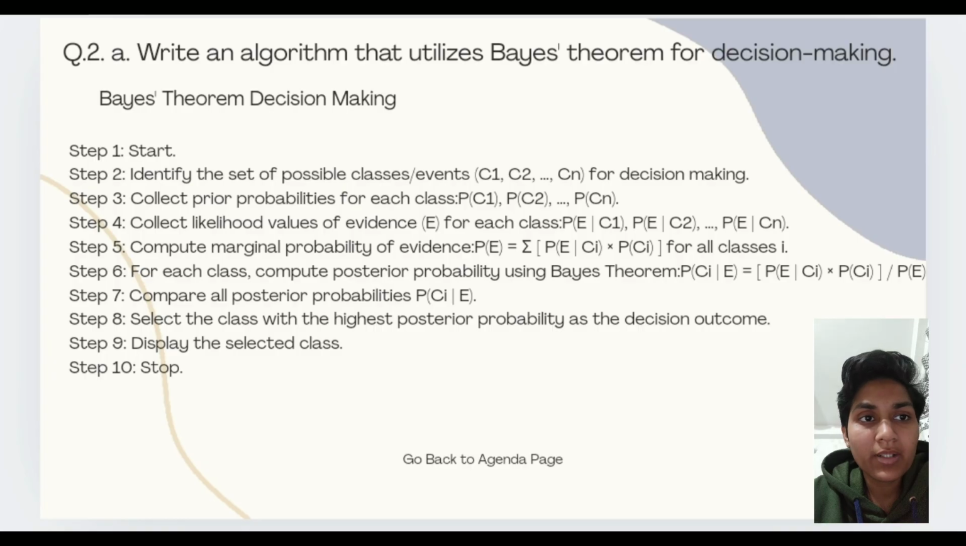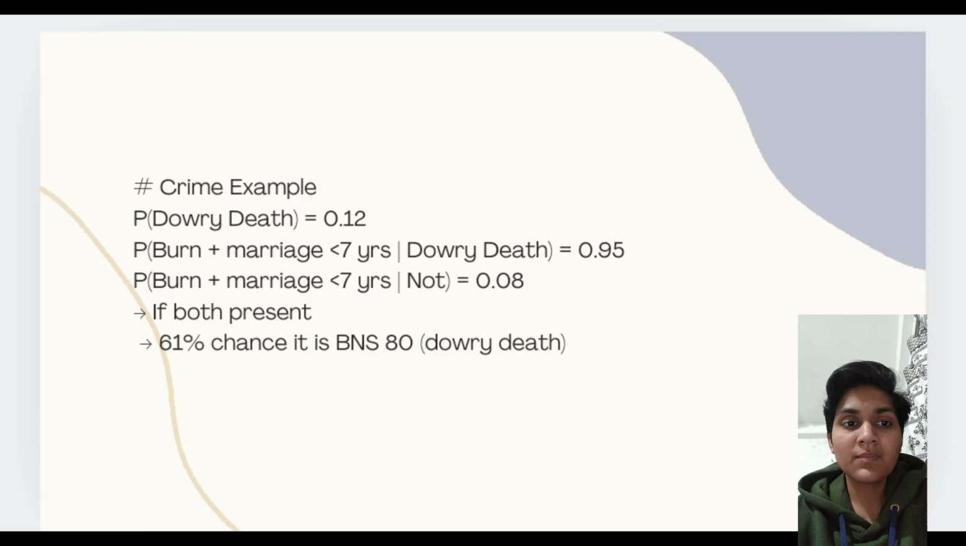Compare all posterior probabilities P of Ci given E. Select the class with the highest posterior probability as the decision outcome. Next step, display the selected class, and last, stop at 10.